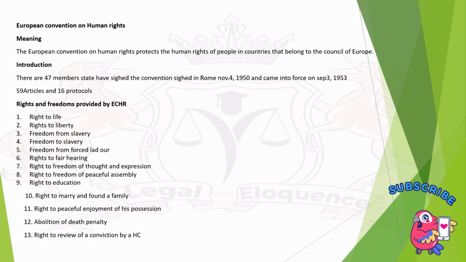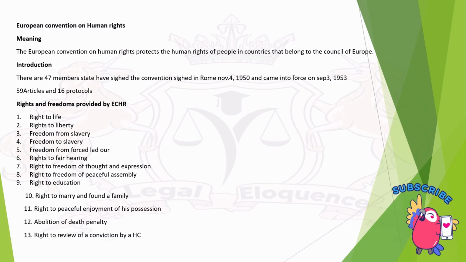European Convention on Human Rights. The European Convention on Human Rights protects the human rights of people in countries that belong to the Council of Europe. There are 47 member states that have signed the convention, signed in Rome on November 4, 1950 and came into force on September 3, 1953. 59 articles and 16 protocols are mentioned there.